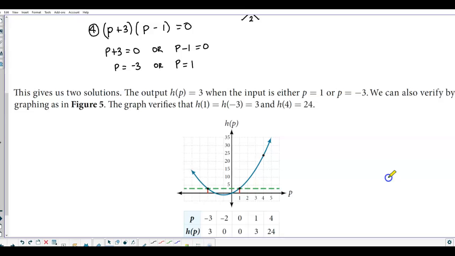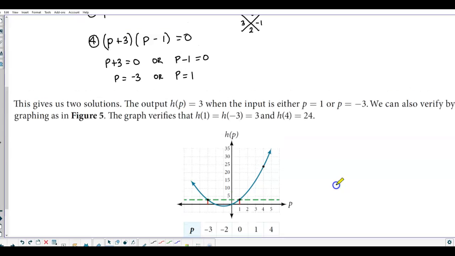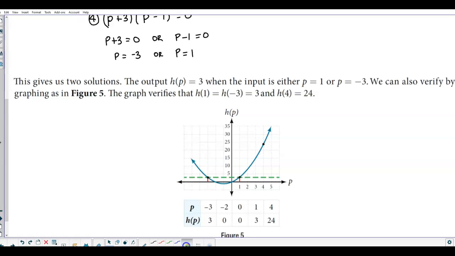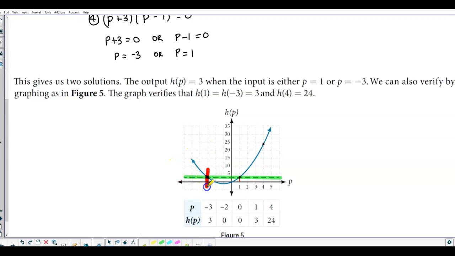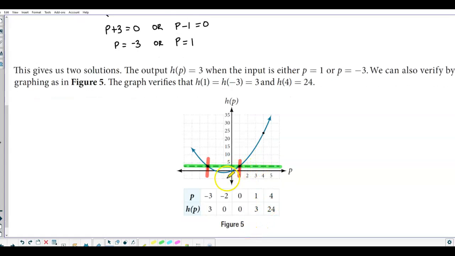So what it's saying here is that we have an output of 3. If you take a look at the green here, the output is on the y-axis. So that's where 3 is. And then it crosses the inputs. There are two inputs. One of the inputs is at -3, and the other one is at +1. And so that's just verifying on our graph what that represents.